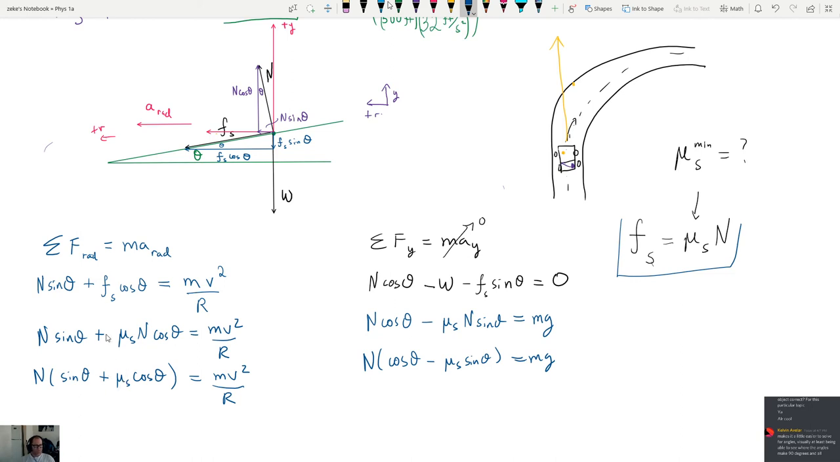Before we get into all that algebra, this is going to be quite a bit of algebra now, but you all should have no problem following it. Does anyone have any questions up to this point, though? If not, then what's the best way to do this? We want to isolate mu, so we're going to have to get rid of normal force.